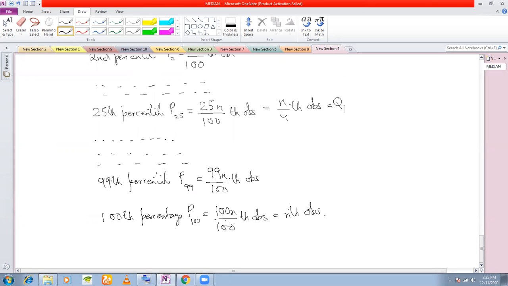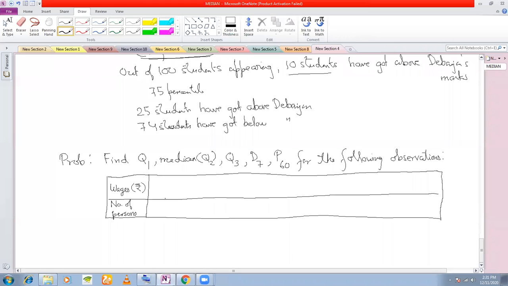Very interestingly, we interpret percentile in a very interesting manner. I don't know whether you have heard about CAT. Have you heard? So this is your problem. And there are class intervals.